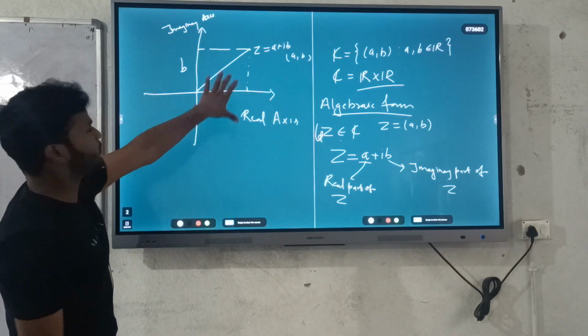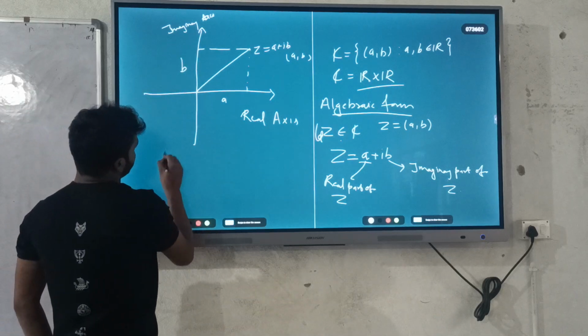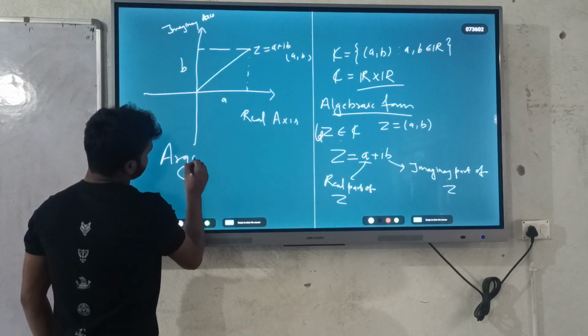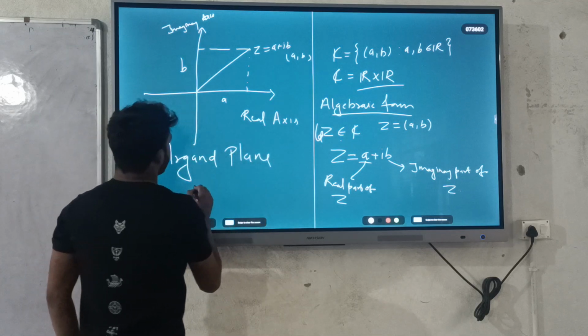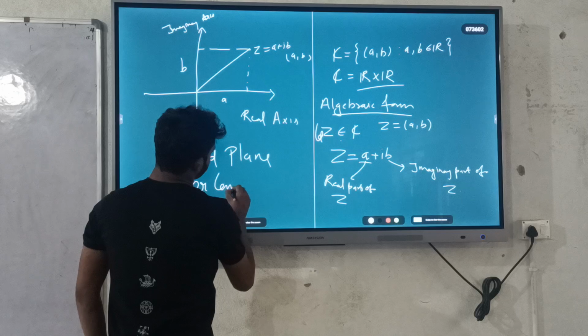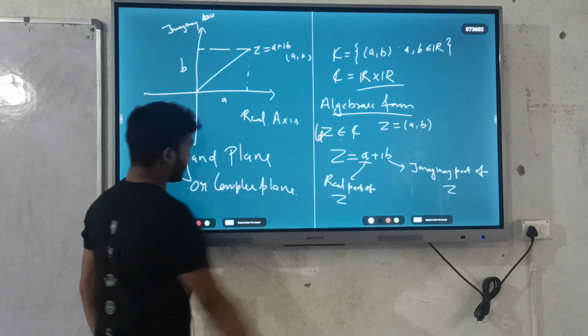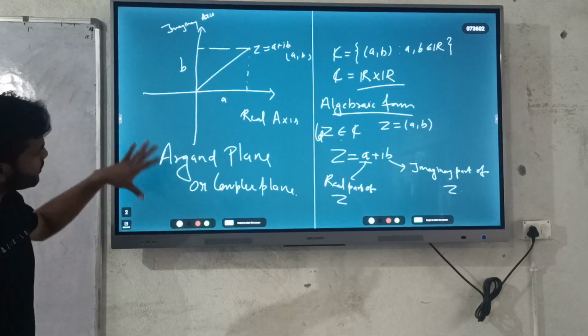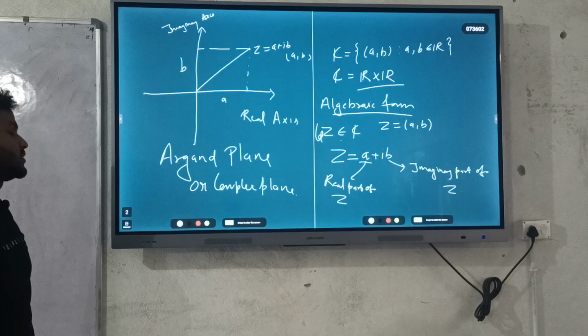So this is a plane which represents all the complex numbers, and that plane is called the Argand plane or complex plane. Okay, so this is a plane in which we can represent a complex number.